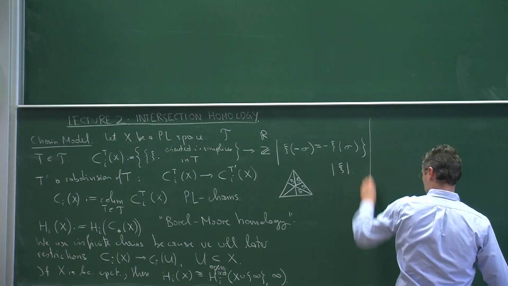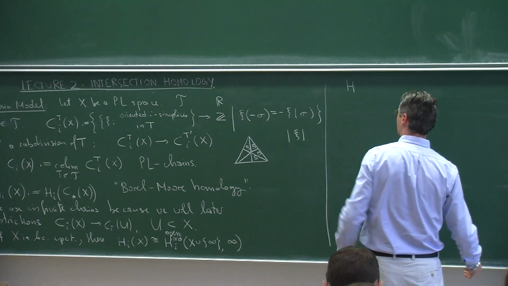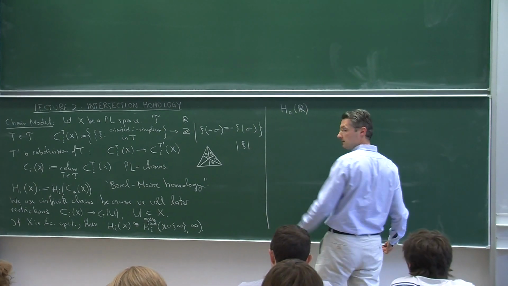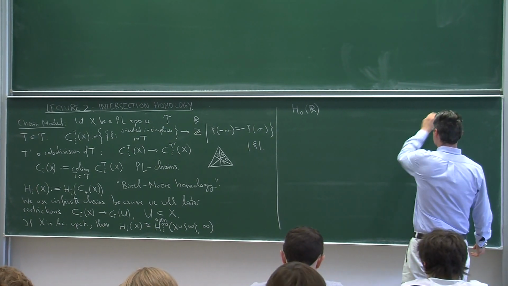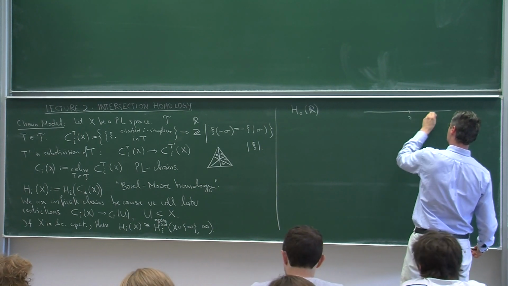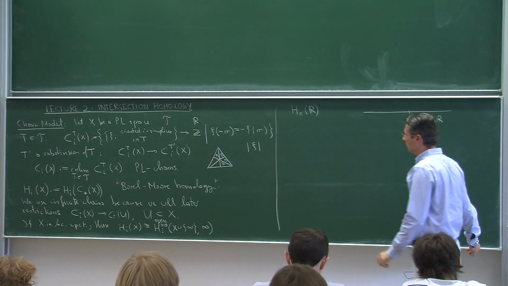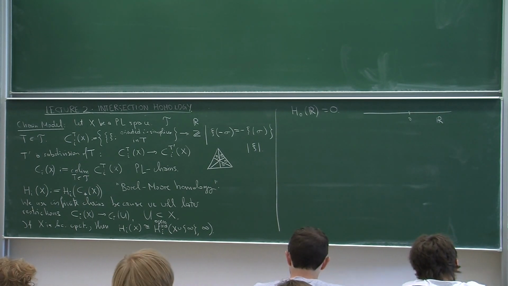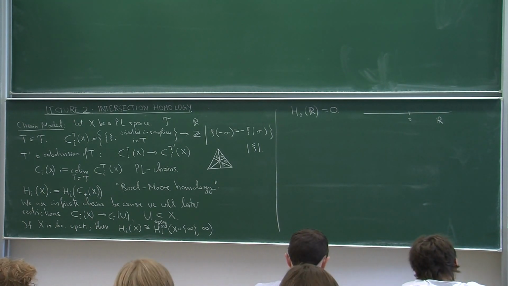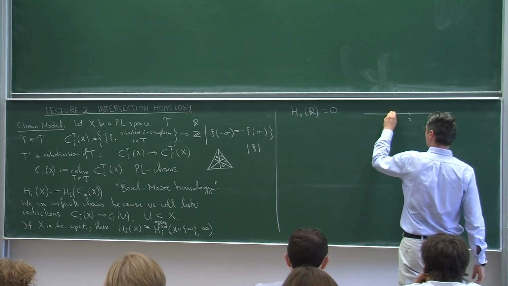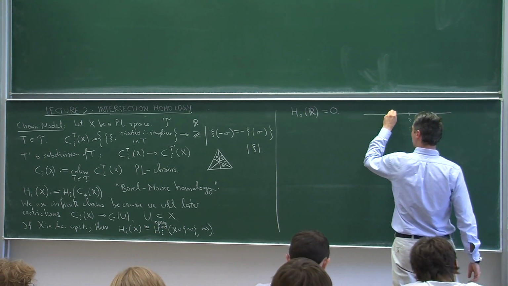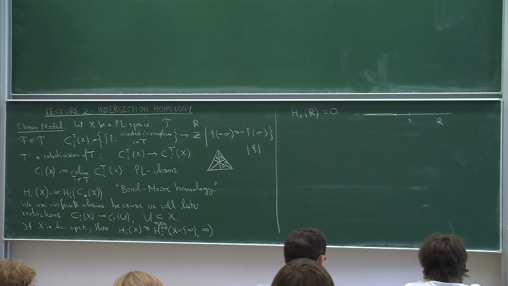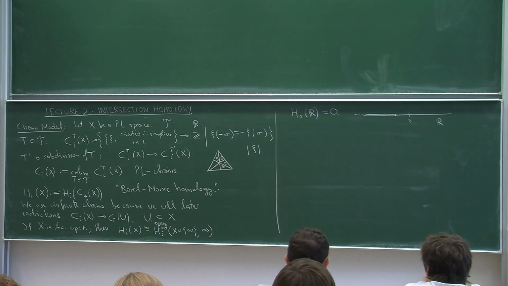For example, H0 of the real line is 0. In ordinary homology, the point would be a generator, but here it isn't because it bounds. If you take any point, you can just take that infinite chain and it bounds that chain. Therefore, the homology is 0 in degree 0.